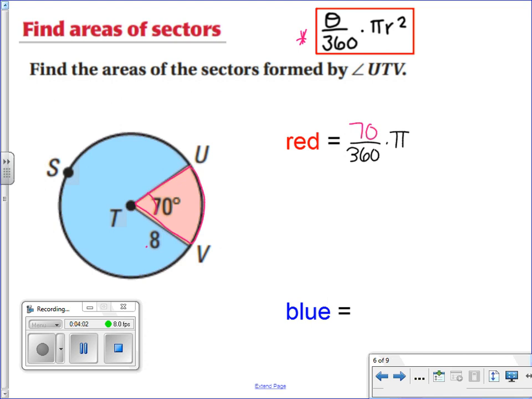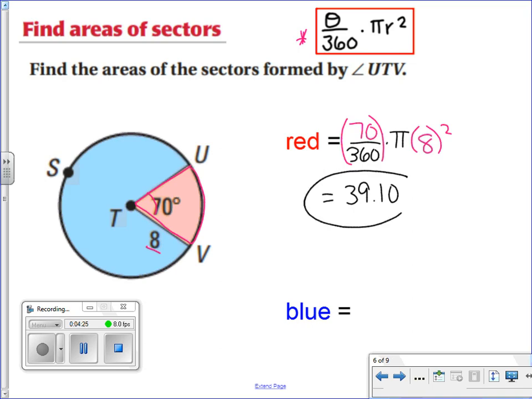Our radius here is 8. So I'm going to take 8 and I'm going to square it. I can just plug this entire thing right into my calculator. Don't forget to put parentheses around that to get the correct answer. So everyone should be trying this right now in their calculator, and you should get 39.10 approximately.